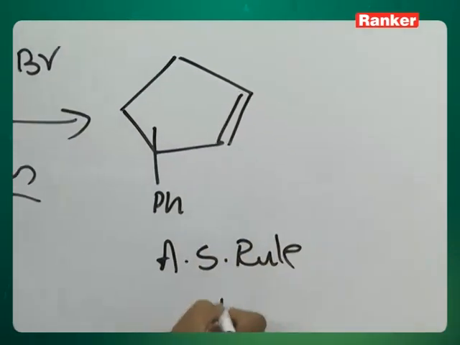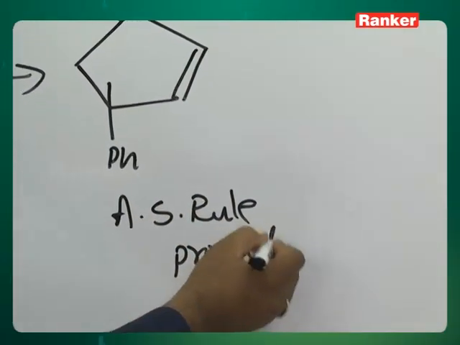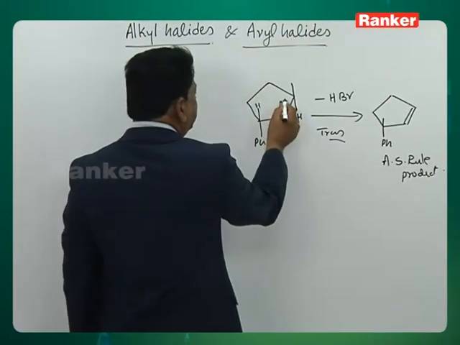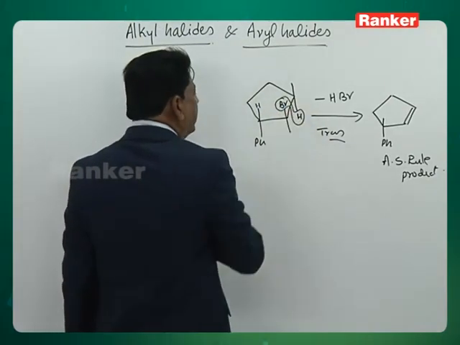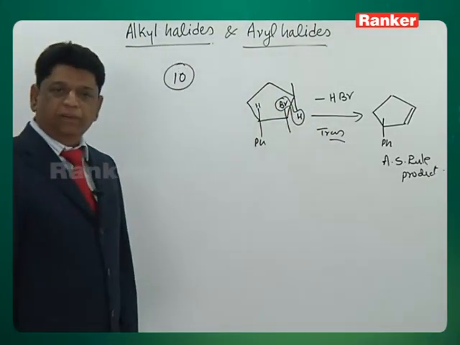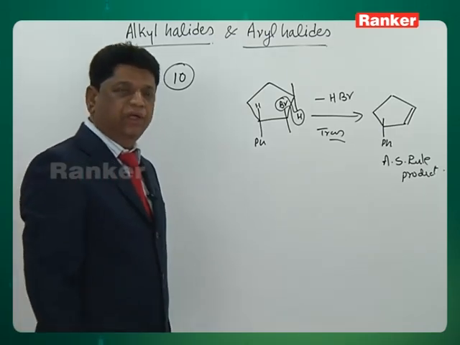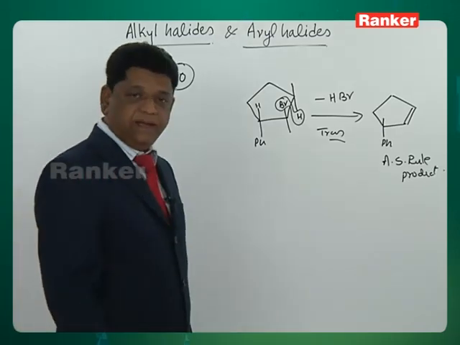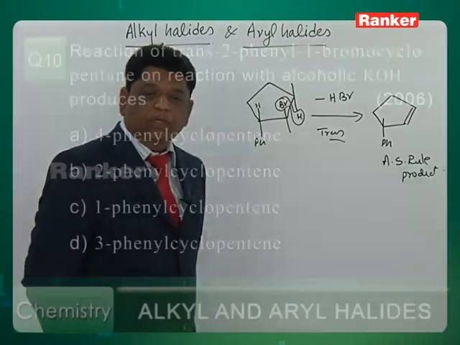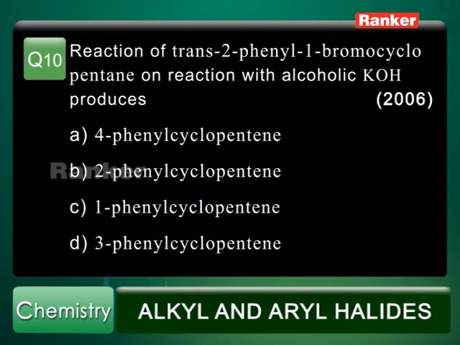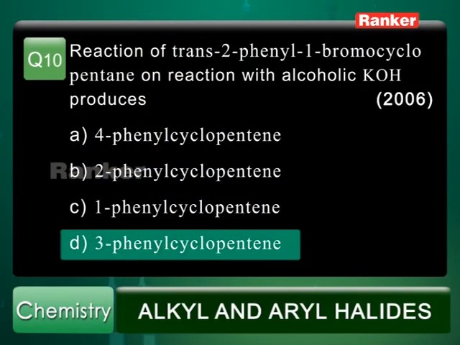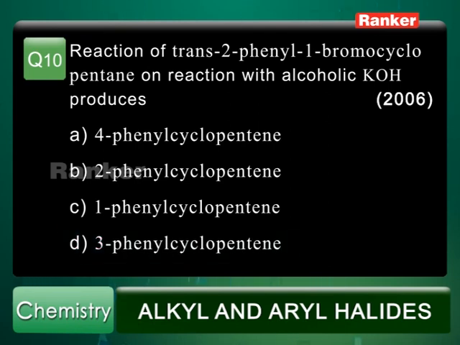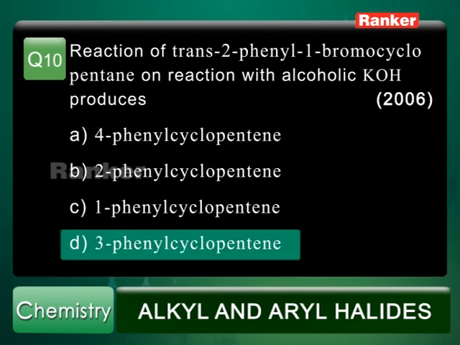Anti-Saytzeff product, because here we give preference to trans coplanarity, or trans elimination, as the preferential elimination. So H and Br are selected from the other side, not from the phenyl side. So answer D will be the right answer. That is 3-phenyl. From the alkene side, it is 3-phenyl-1-cyclopentene that will be the answer.